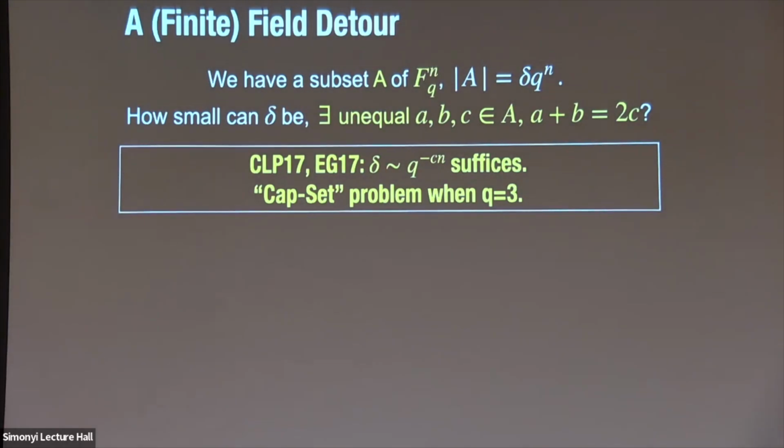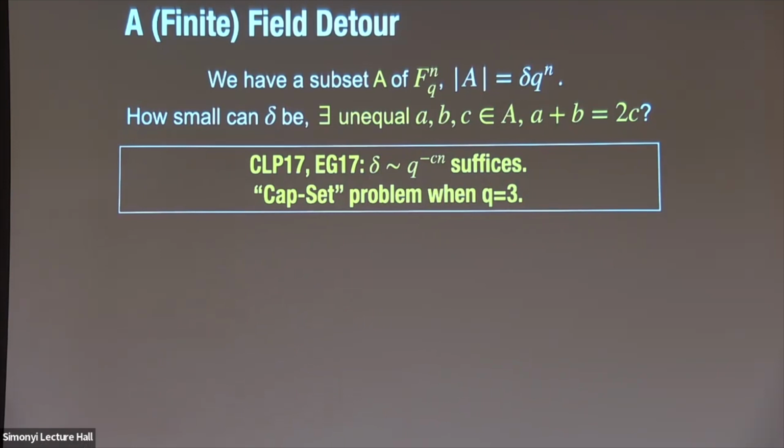In a breakthrough work due to Croot, Lev, Pach and others, sorry, I forgot the names of the others, they show that even exponentially small sets must contain three elements A, B, C which satisfy the equation A plus B equals 2C. Okay, so over finite fields, even exponentially small sets would have three elements. Over integers, we know that's not true.